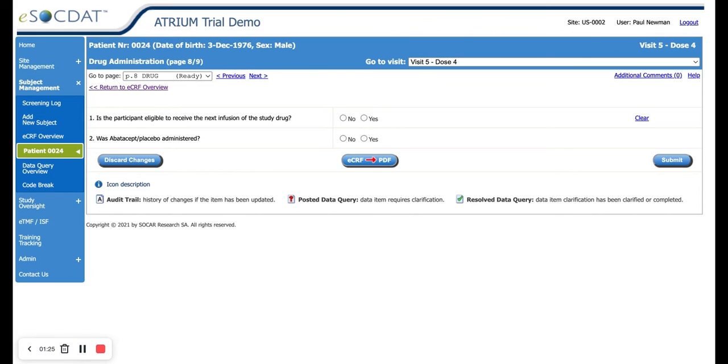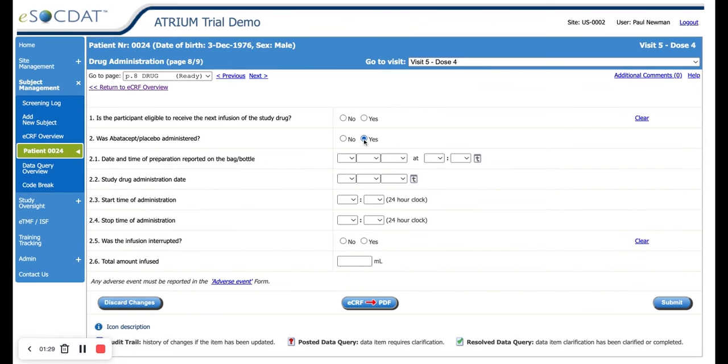After the study drug is administered, you will then select yes or no and fill out the following fields accordingly. This is a reminder that the 4th infusion of study drug is optional and at the discretion of your site PI. When your site receives the reminder email of the upcoming Visit 5 Dose 4 infusion, this would be a great time to address whether the participant is eligible for the Dose 4 infusion with your site PI.